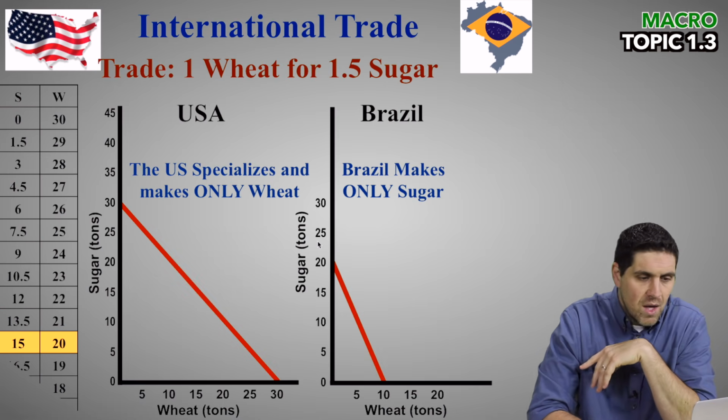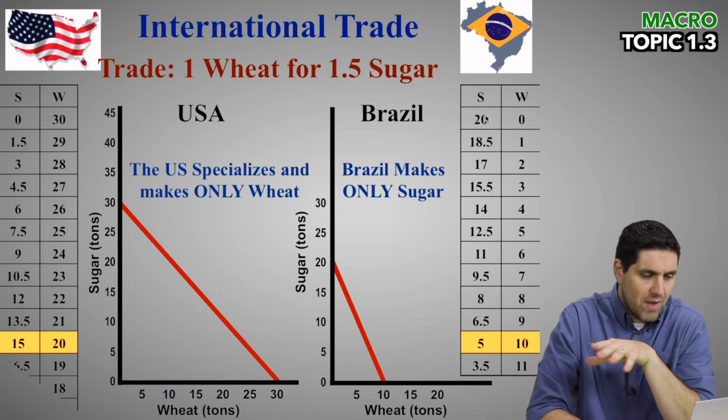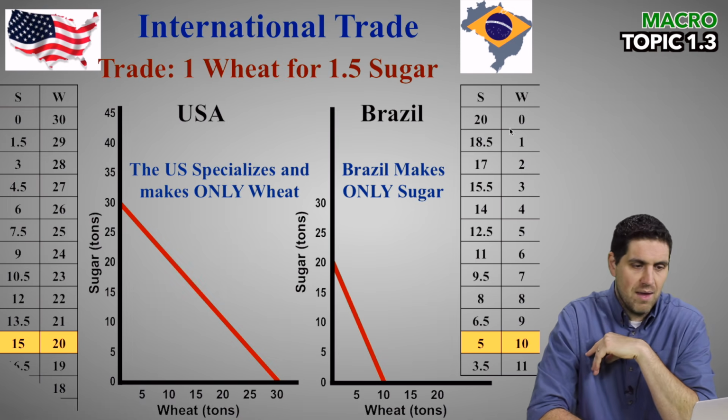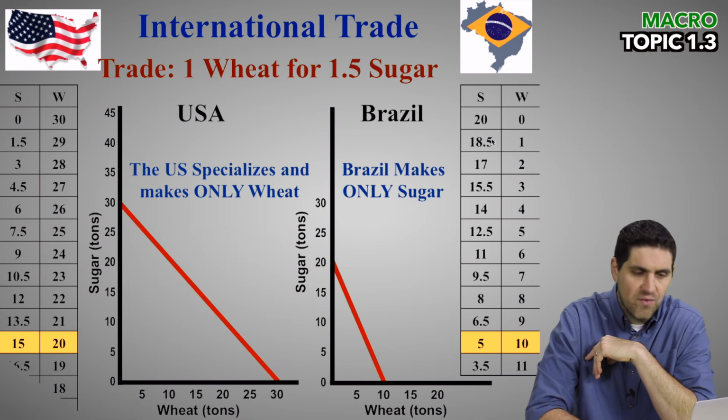Look at Brazil. If Brazil produced all sugar, they produce 20 sugar, they can trade 1.5 sugar to get 1 wheat. Another 1.5 sugar for 1 wheat. Another 1.5 sugar. Look at this number here, 5 and 10. 5 sugar is here, 10 wheat is out here.